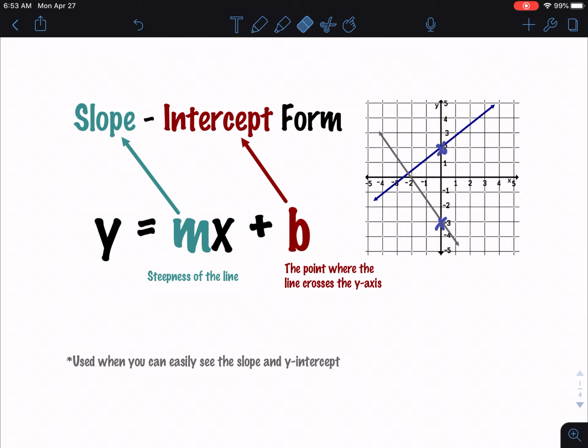One reason why we use this form of a linear equation, because there are other forms to use, is that we use it when we can easily see the slope and the y-intercept. So as I look at both this blue and gray line, I can easily see where it's crossing the y-axis. We just described that. And I also can easily calculate the slope by using rise over run in this graph. So I would pick 2 points that fall on those crosshairs of that graph, and I would calculate the slope by finding its rise and run.